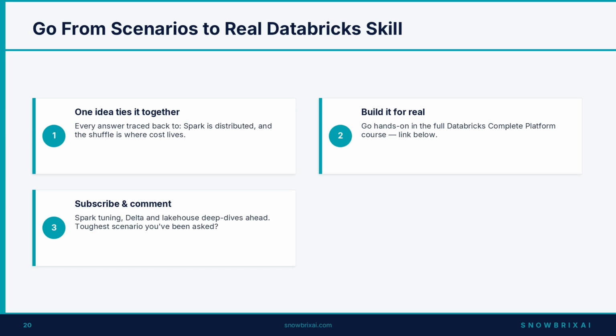So let us bring it home. Every answer today traced back to one single idea: Spark is distributed, and the shuffle is where the cost lives. Hold on to that and you can reason through scenarios you have never even seen.